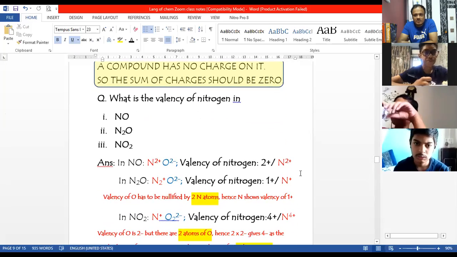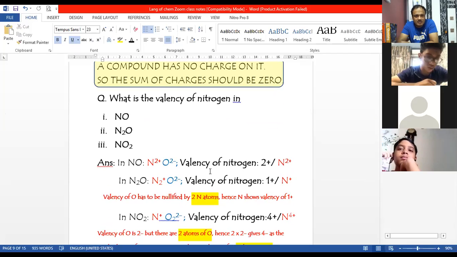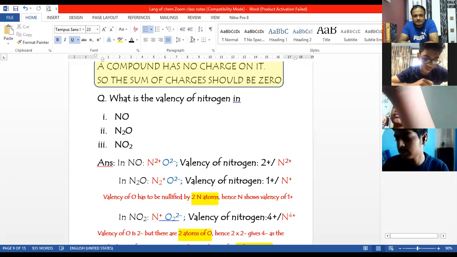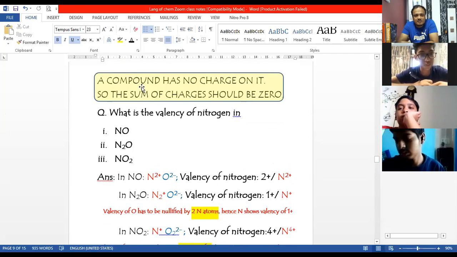Okay, so this is the topic which we were discussing last class. Okay, so the point is, this is something which you have to understand. This is very important. This we have learned in our lower grades also.